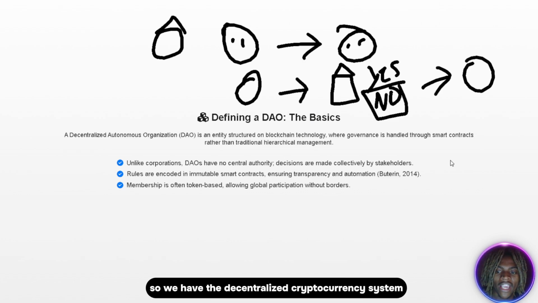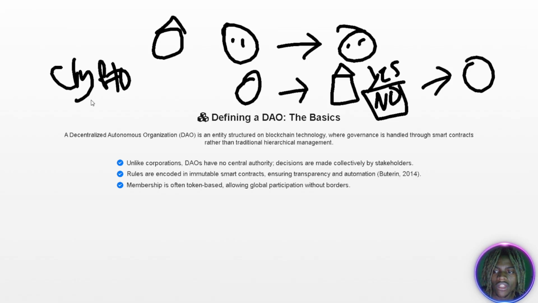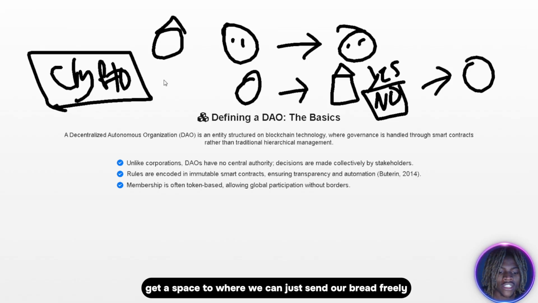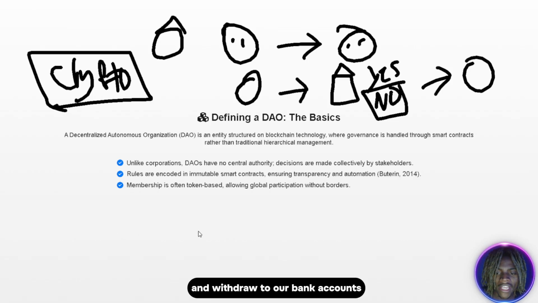system. So we have the decentralized cryptocurrency system, which is going to help us get a space where we can just send our money freely and withdraw to our bank accounts.